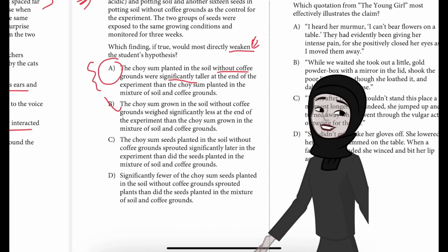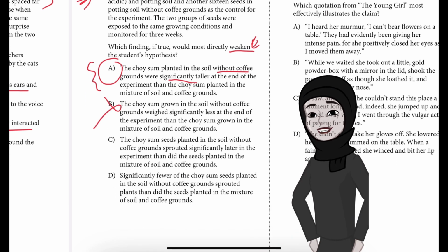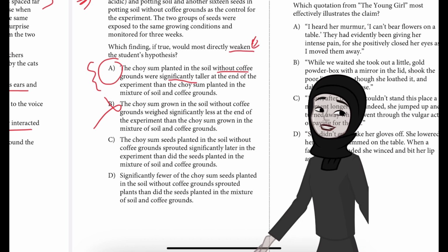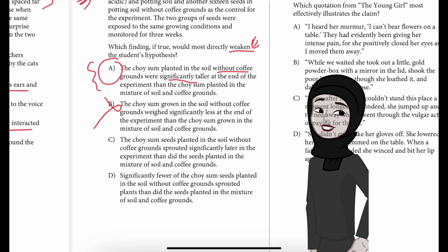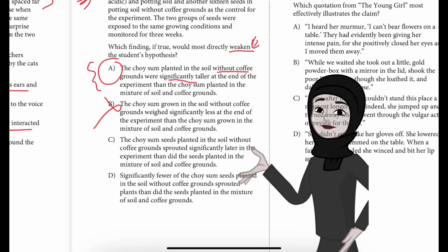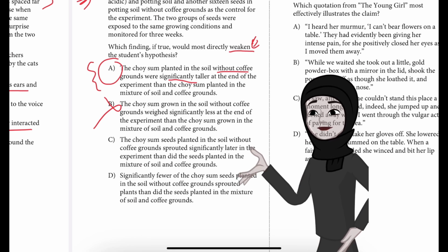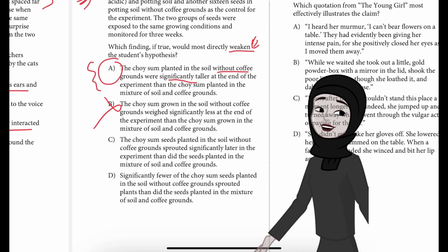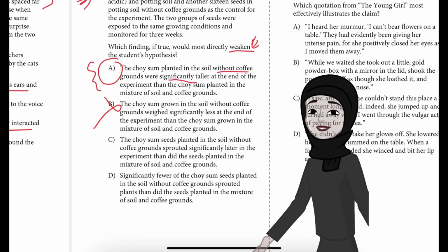B therefore is incorrect because this one says the choy grown in the soil without coffee grounds weighed significantly less at the end of the experiment than the choy grown in the mixture of soil and coffee grounds. If the choy planted in the neutral soil produced less plant matter and therefore weighed less than the choy planted in the acidic soil and coffee grounds mixture, this finding would actually strengthen the student's hypothesis, not weaken it. We need something to weaken it.